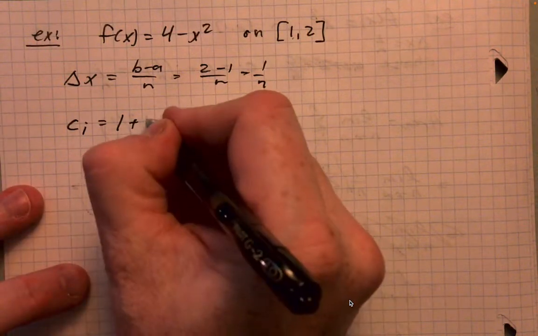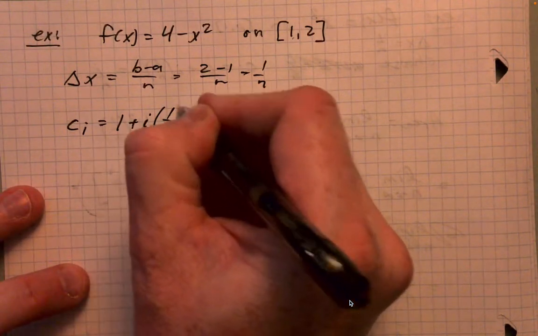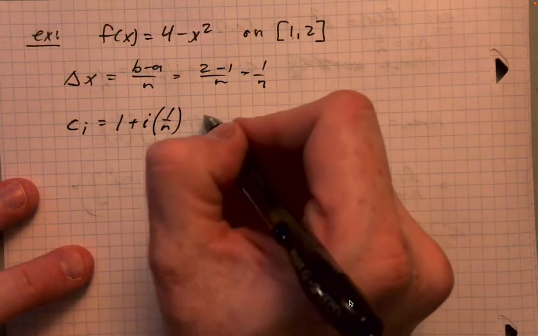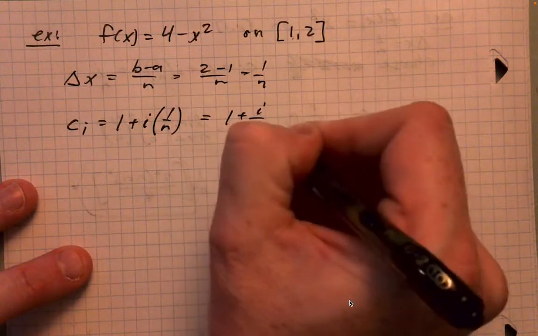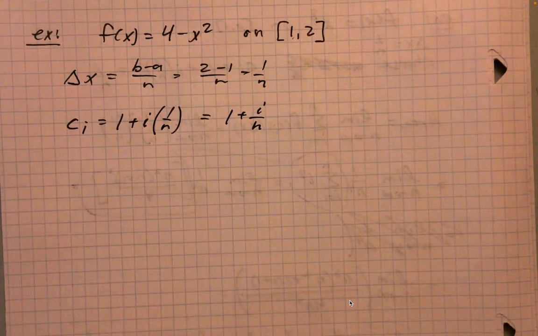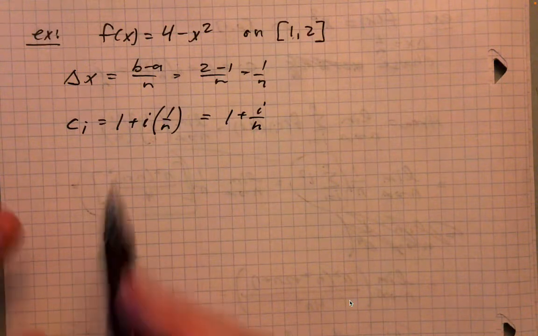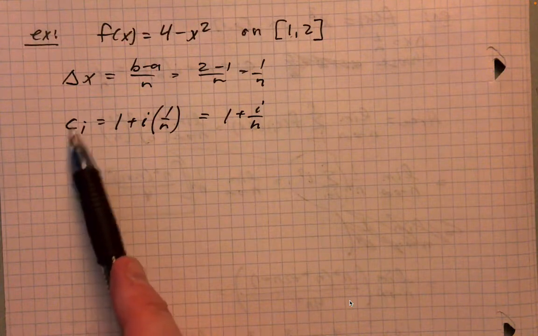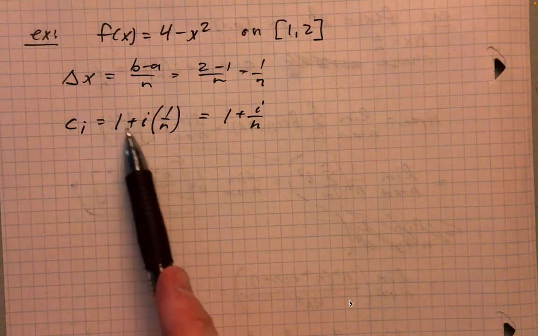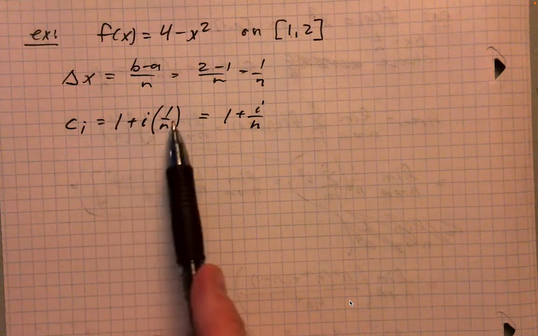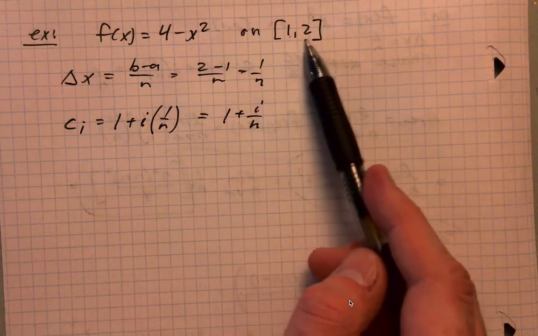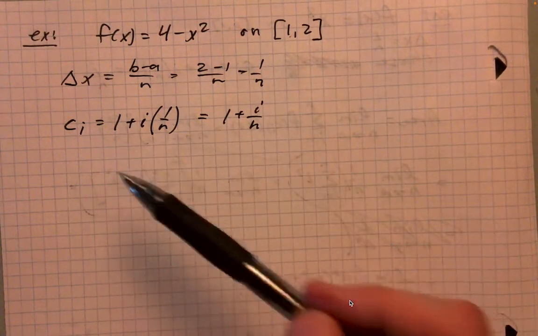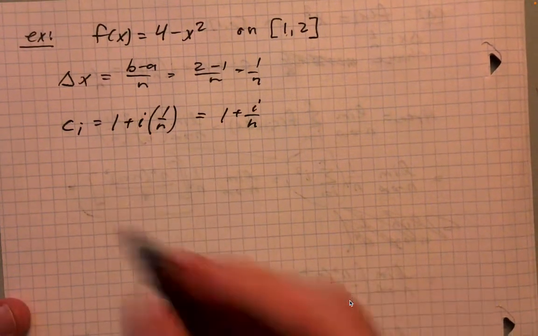And what's that going to be? It's going to be i times whatever the width is. So 1 plus i times 1 over n, so 1 plus i over n. Okay, so that's our c_i structure, right? And so you can test this. If you go to c_n, it would be 1 plus n over n, so 1 plus 1 is 2, right? So you should get the endpoint if you're using a right-hand interval scheme, which we are. Okay, so then let's set it up.